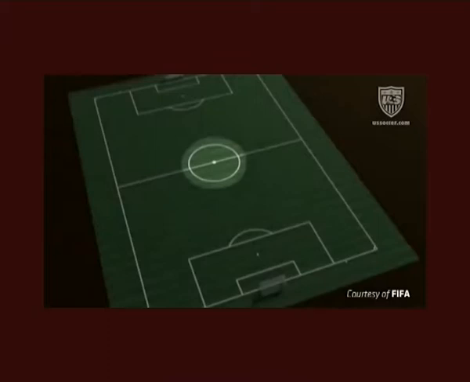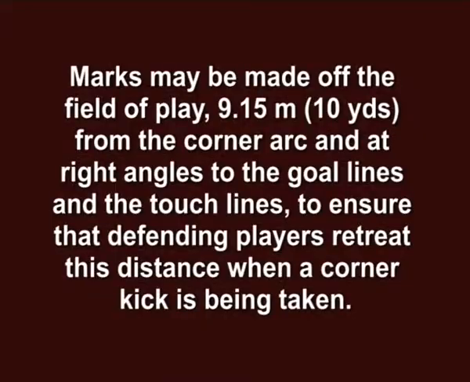A circle with a radius of 9.15 meters, that is 10 yards, is marked around it. Marks may be made off the field of play, 9.15 meters, 10 yards from the corner arc and at right angles to the goal lines and the touch lines, to ensure that defending players retreat this distance when a corner kick is being taken.